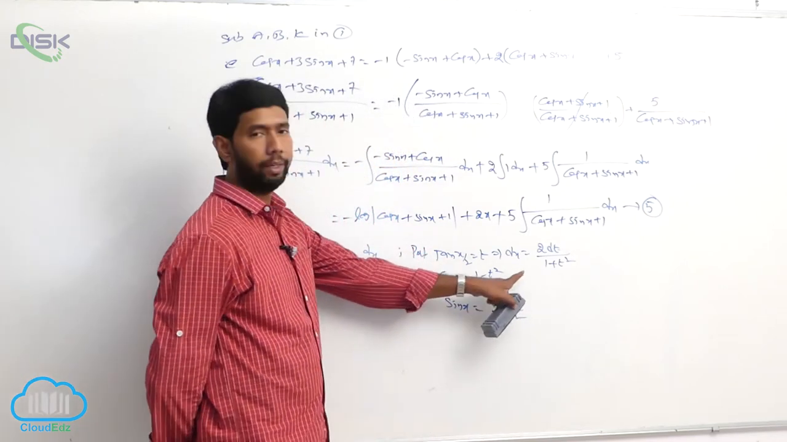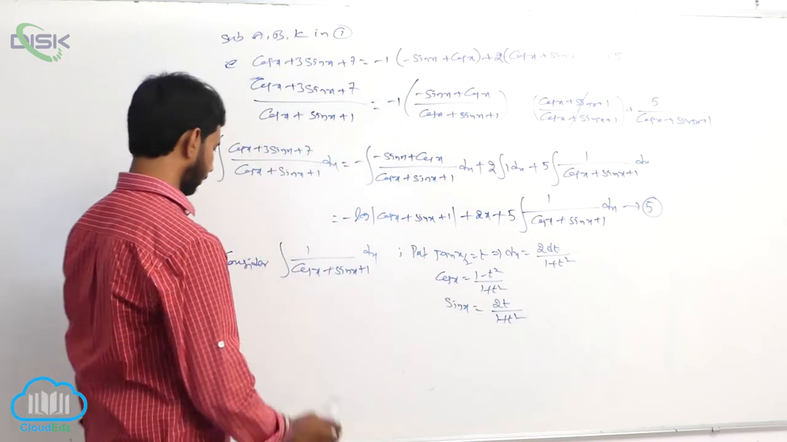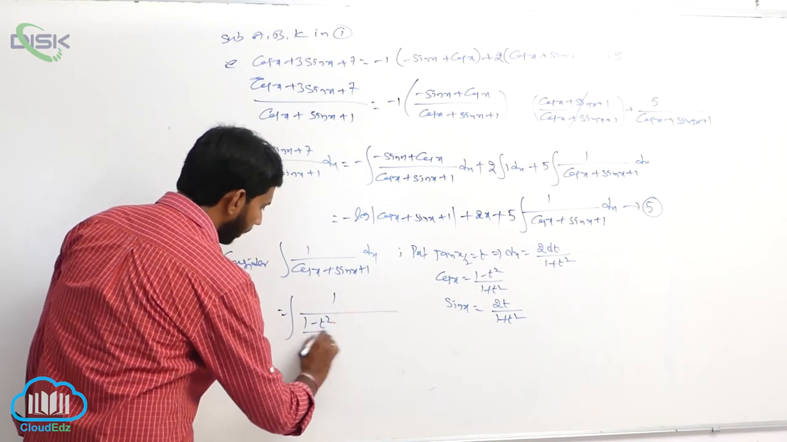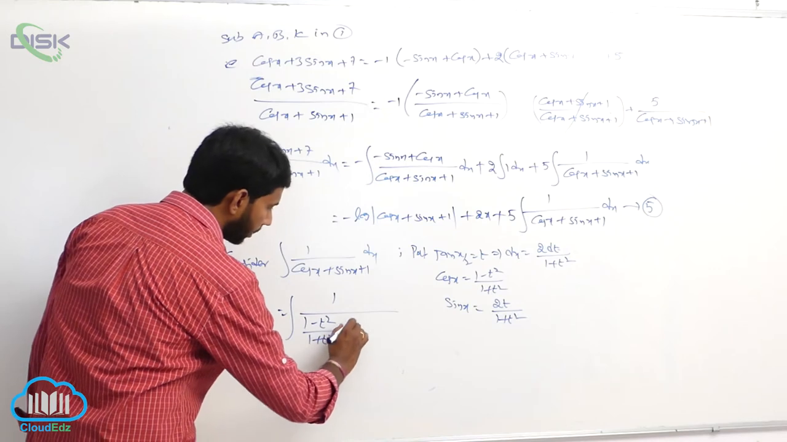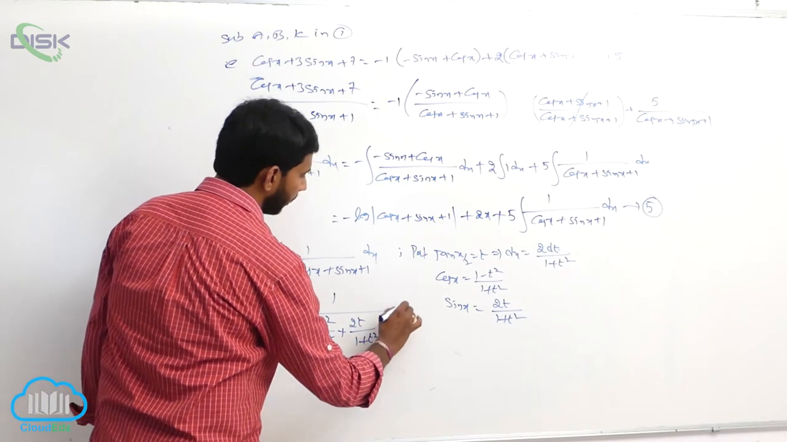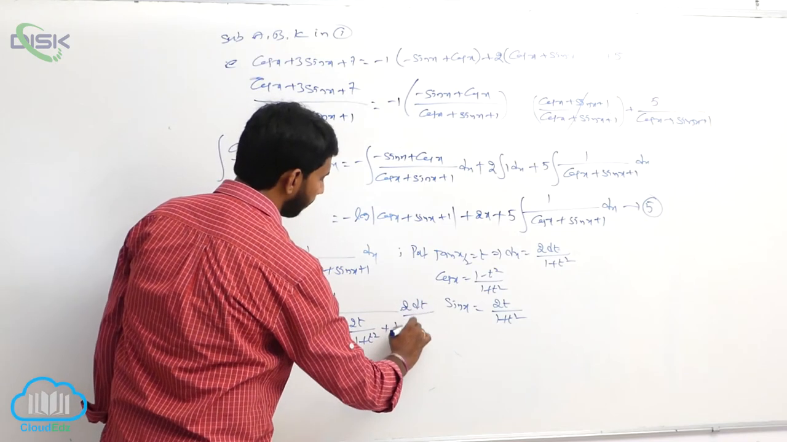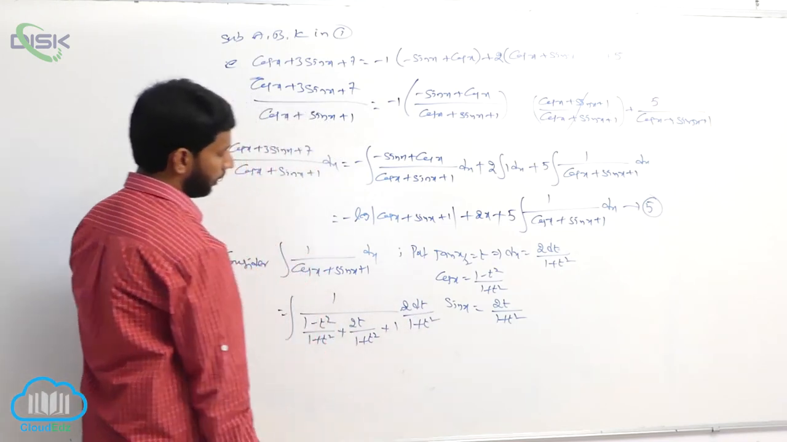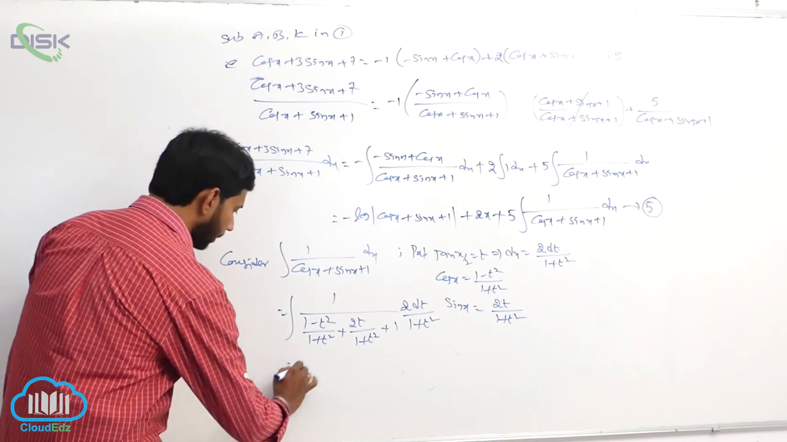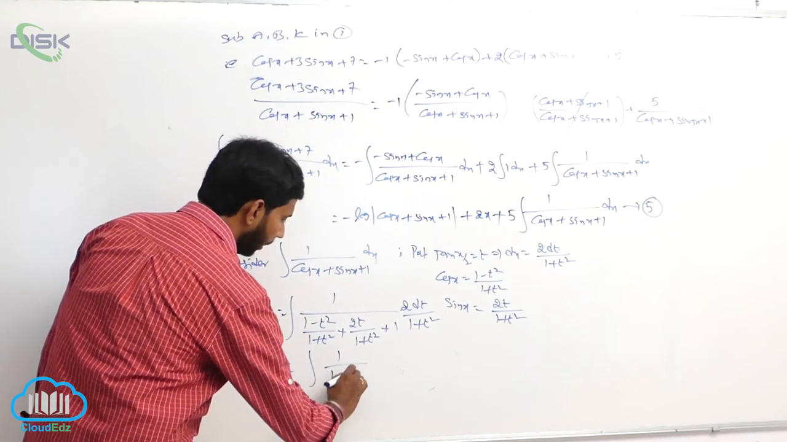Substitute the values of dx, cos x and sin x, that is integral of 1 by [(1 minus t square) by (1 plus t square) plus 2t by (1 plus t square) plus 1] into dx, whose value is 2 dt by (1 plus t square). After simplification, the value is integral of 1 by (1 plus t) dt.